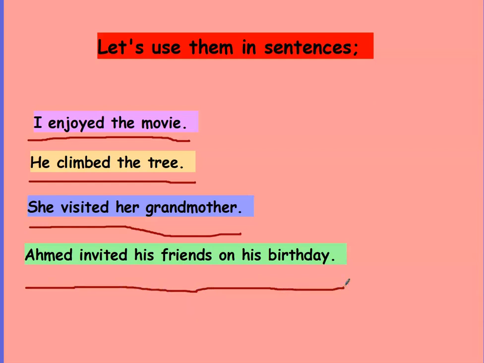Okay, my dear children, these are some examples of using verbs with ed in sentences to show that the action is completed. You can see here we use enjoyed. In the next sentence, it is climbed. That shows that the action is done already. In the third sentence, it is visited. And what is there in the fourth one? Yes, it is invited. Good job, my dear children.